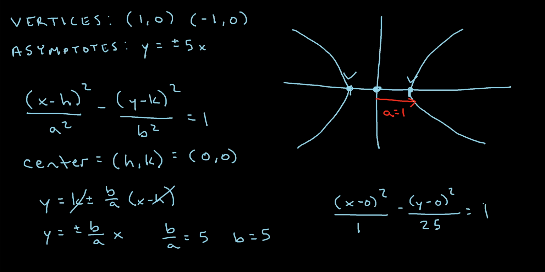is equal to 1. So we can write our final solution as x minus 0, that's just x, so we'll have x squared, and written over 1, we don't even need to include that denominator, minus y minus 0, that's just y, so y squared over 25 is equal to 1. And that will be our final solution.